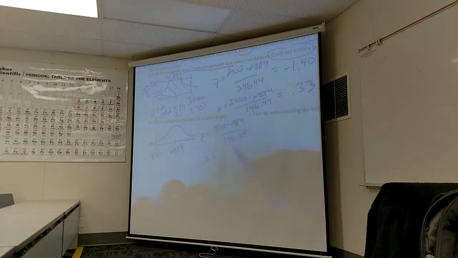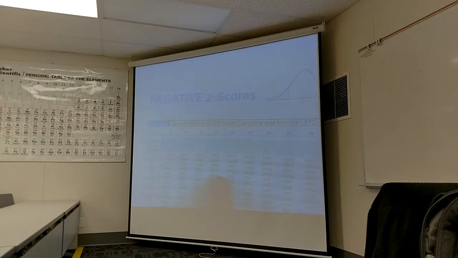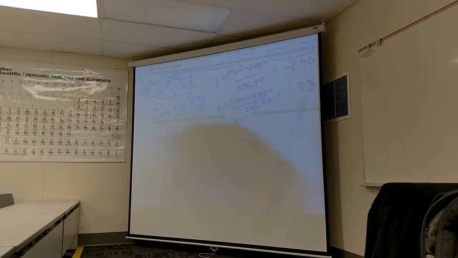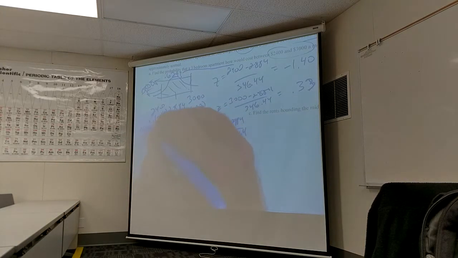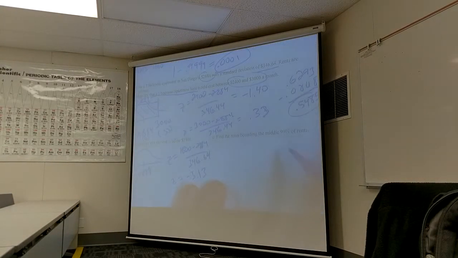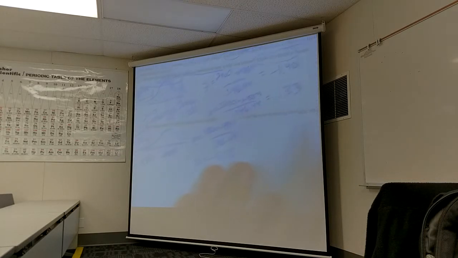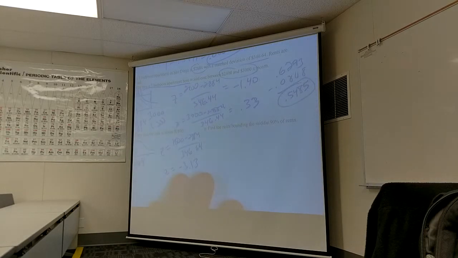3.13? Yeah. Sounds good. And then you look up negative 3.13, and I get 0.0009. And that's the answer, because I just wanted below that. It's awesome when the question is below, because the chart tells you below. Yay.